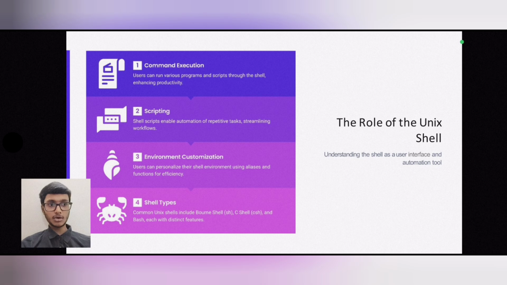The role of Unix shell. Command execution. Users can run various programs and scripts through the shell, enhancing productivity. Scripting. Shell scripts enable automation of repetitive tasks, streamlining workflows. Environment customization. Users can personalize their shell environment using aliases and functions for efficiency. Shell types. Common Unix shells include Bourne shell, C shell, and Bash shell, each with distinct features.